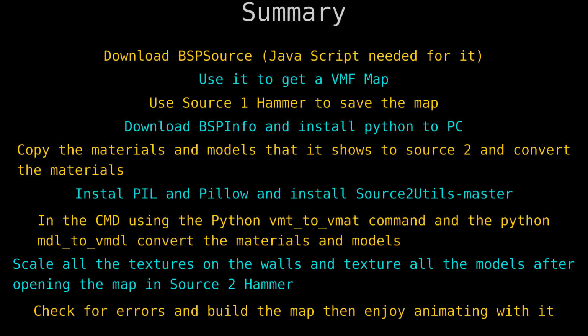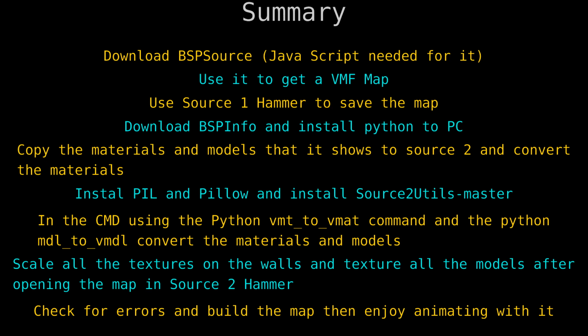To summarize everything in case I did lose you at any point in the video. You need to download BSPSource and need a JavaScript for it. Then you use it to find the BSP map you want to copy and convert to a map. Then you open Source 1 Hammer and open the map on there and just save the map. Now you can open the map in Source 2 Hammer 2.